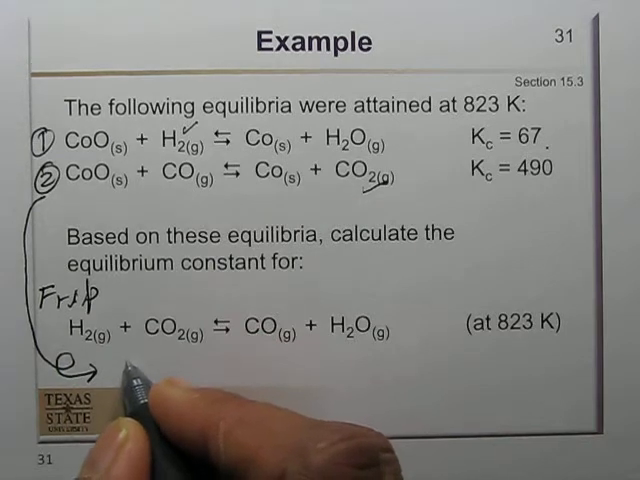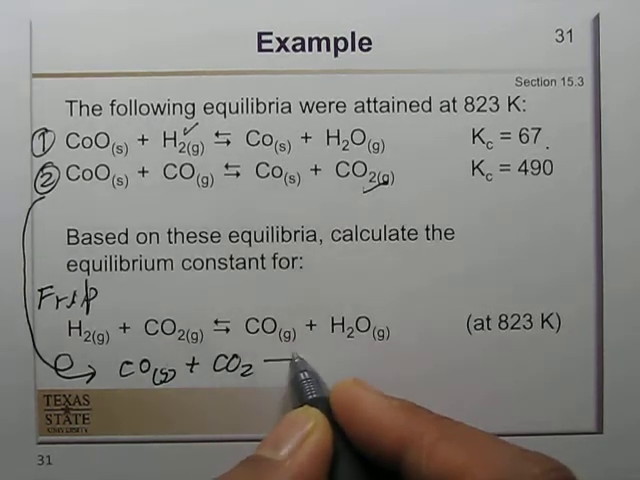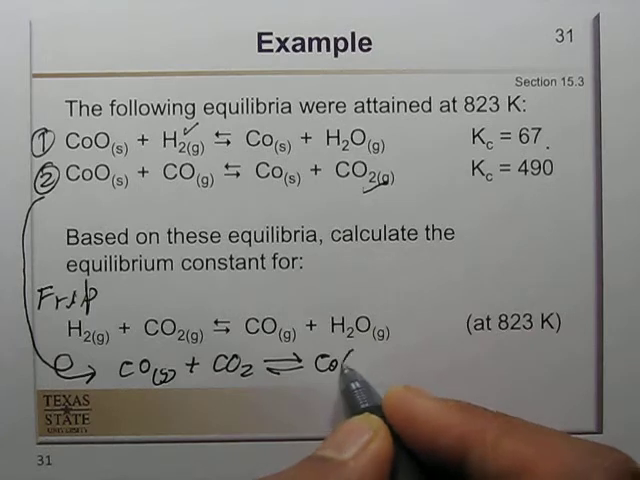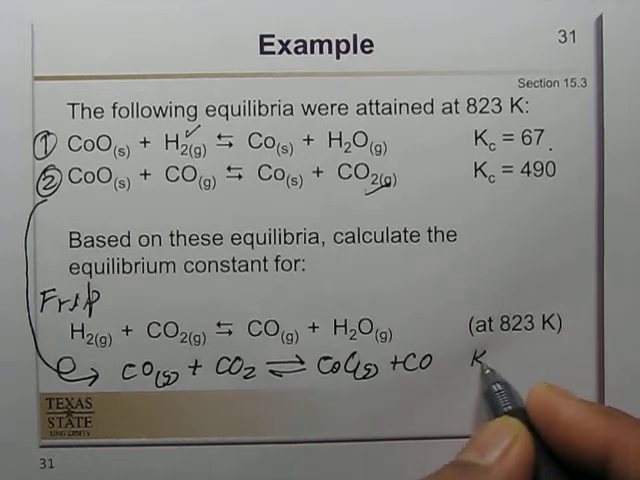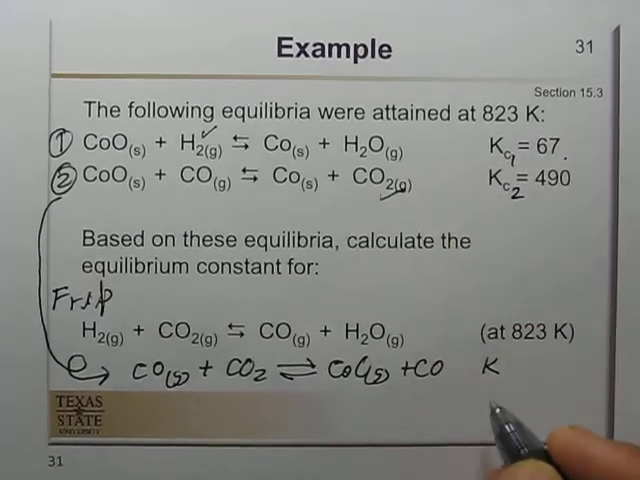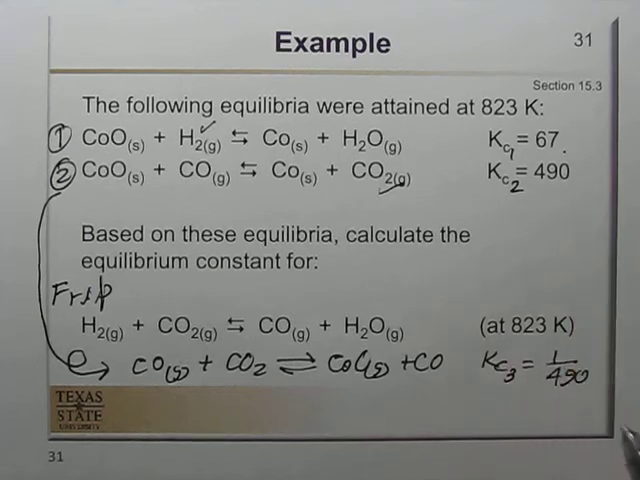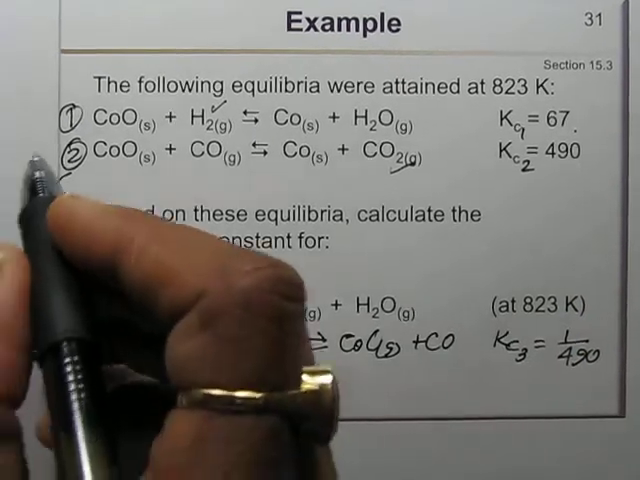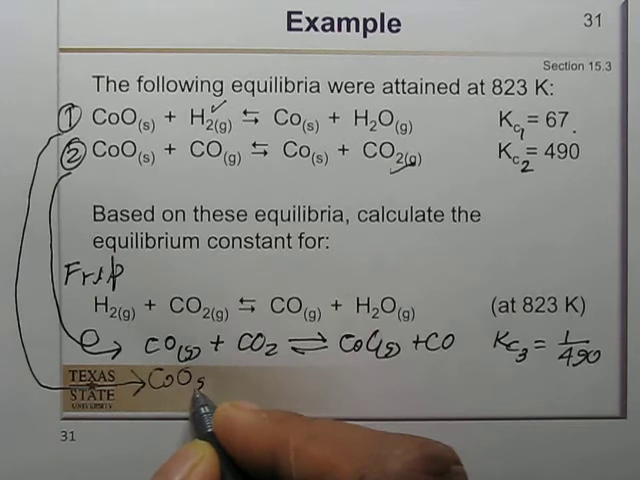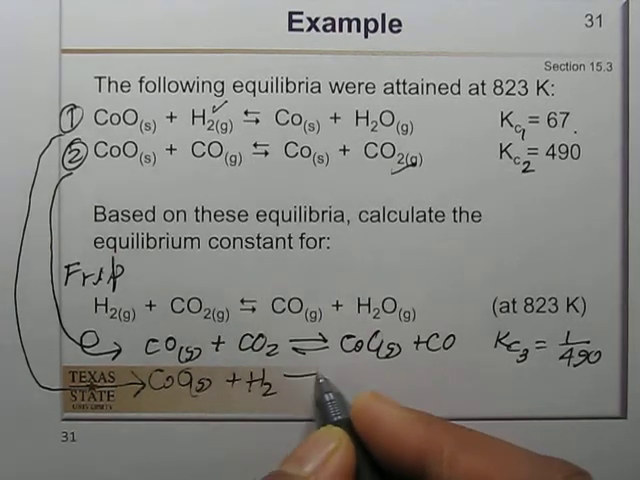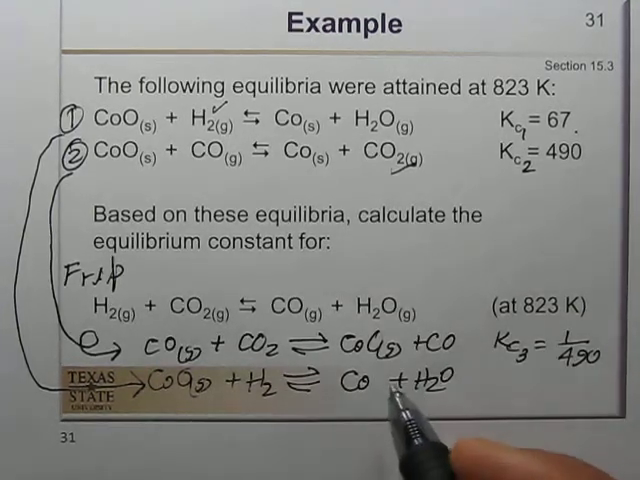If we flip this reaction, this will become CO solid plus CO2, and this will become CoO solid plus CO. And if we are reversing the reaction, this is Kc1, this is Kc2, so Kc3 will become 1/490, because we reverse, so Kc becomes the reciprocal. And then we'll write the first reaction as such: cobalt oxide solid plus hydrogen gives cobalt plus water, right?